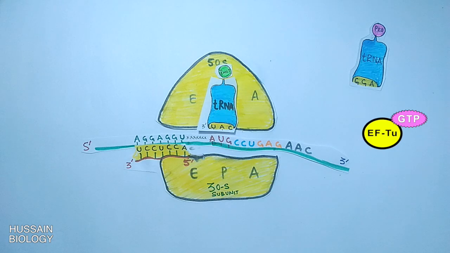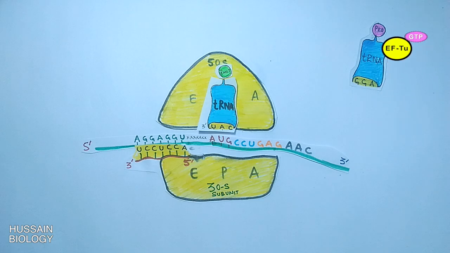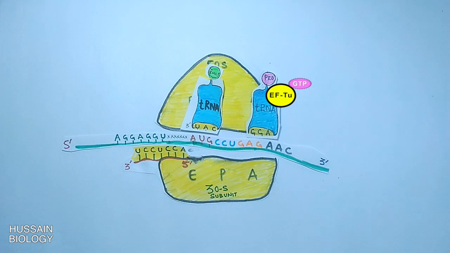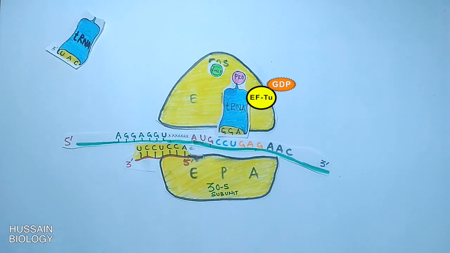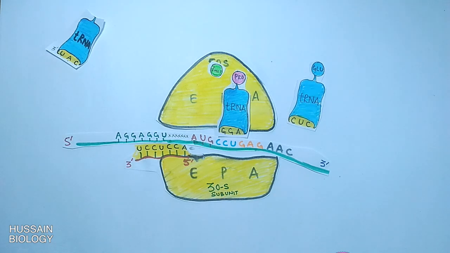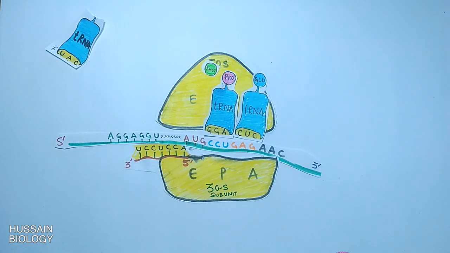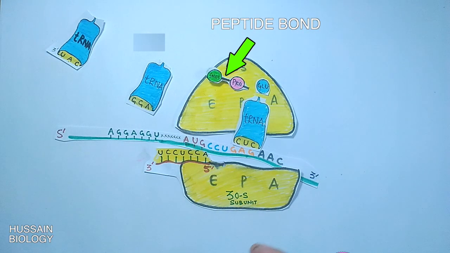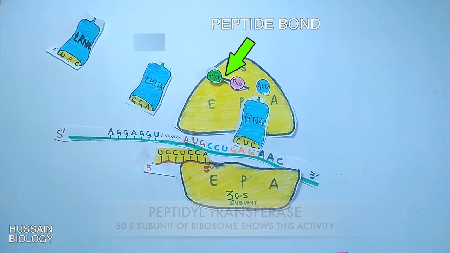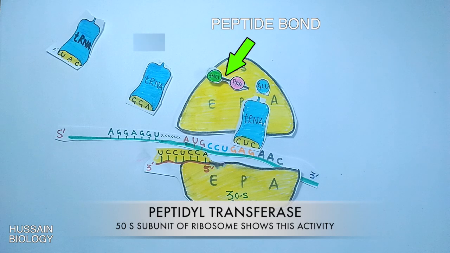Now GTP-bound EF-Tu mediates the entry of charged tRNA at the A site of the ribosome as shown in the diagram. And in the ribosome, upon binding, GTP hydrolysis occurs, with which the acylated tRNA leaves the ribosome at the E site, the exit site. And here we see the peptide bond formation between two amino acids. This peptide bond is formed by the peptidyltransferase enzyme, the activity shown by the 50S subunit of the ribosome.